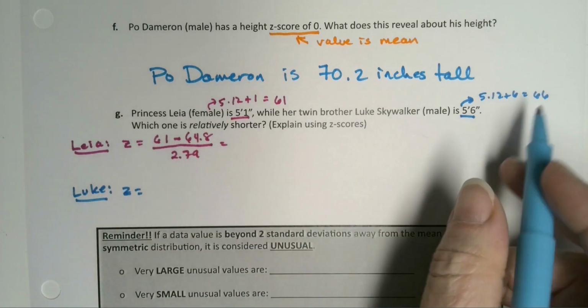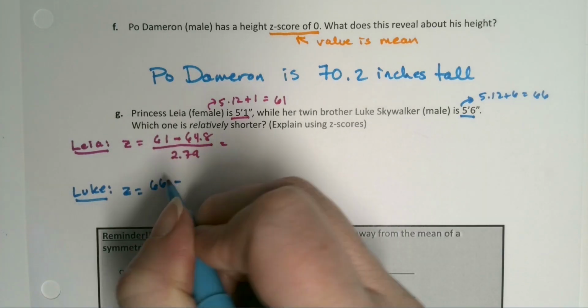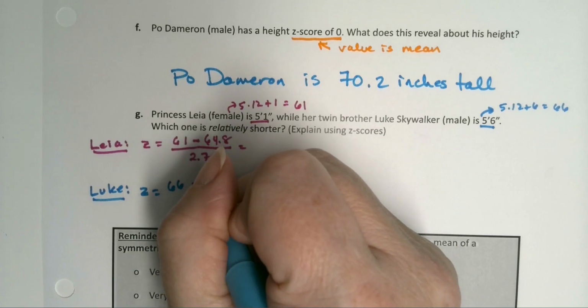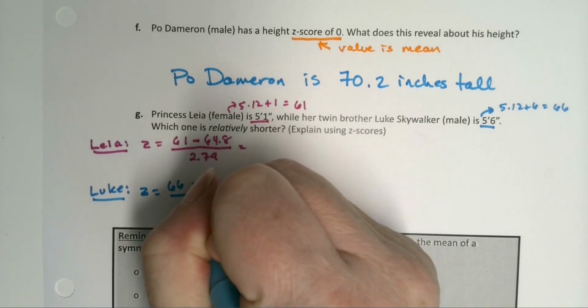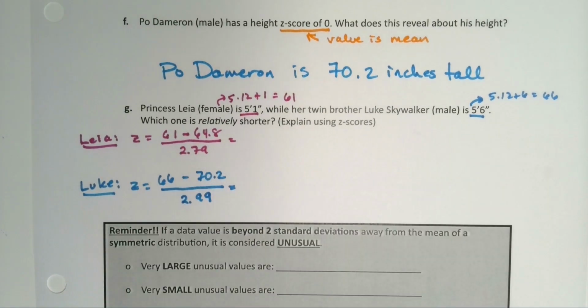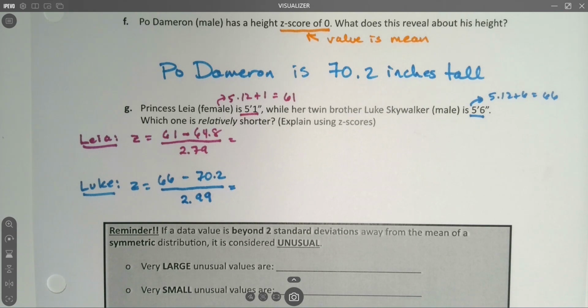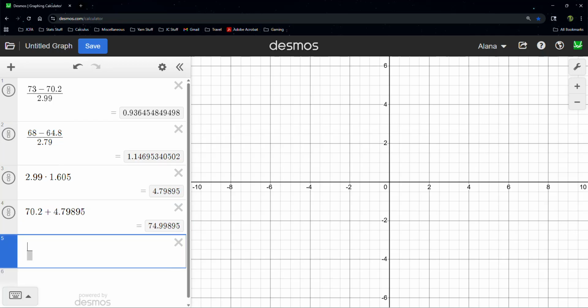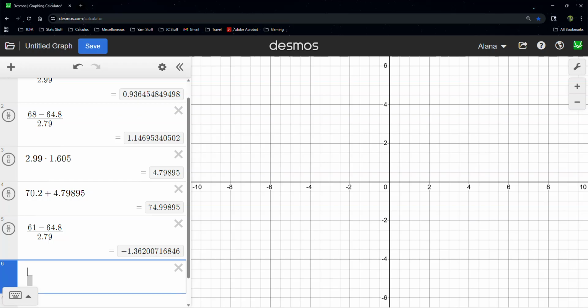His z-score would be 66, take away the mean for men, which was 70.2, and the standard deviation was 2.99. Okay, so we need to go find both of those values. So let me go grab Desmos. I'm going to hit division first to make a fraction. 61 minus 64.8 over 2.79, right? So there's Leia's score. I hit division to make the fraction again: 66 minus 70.2 divided by 2.99.